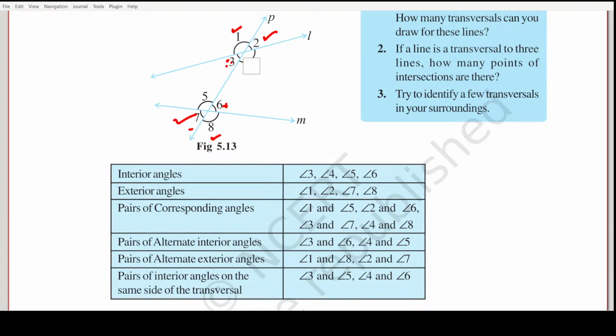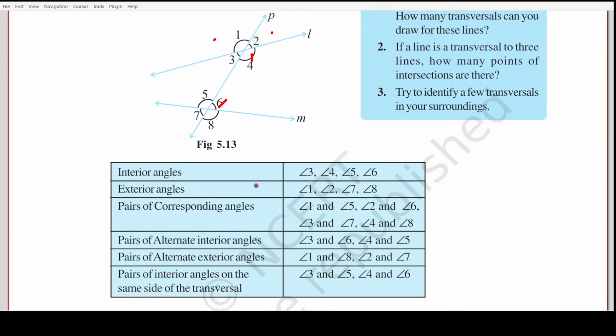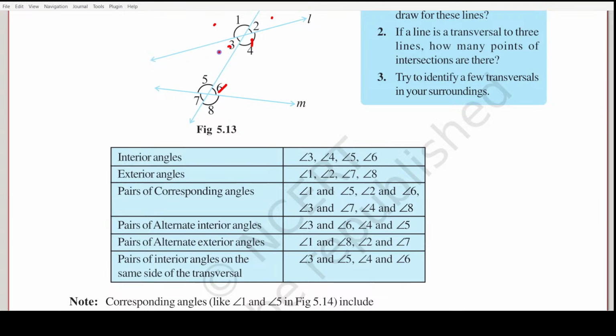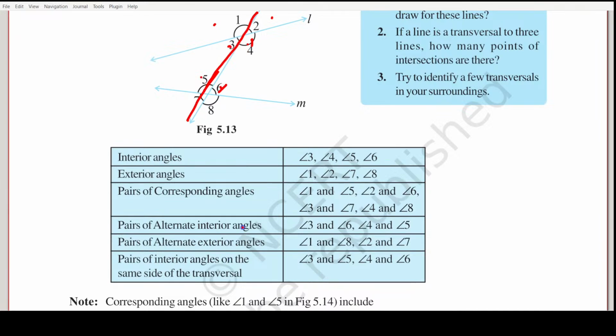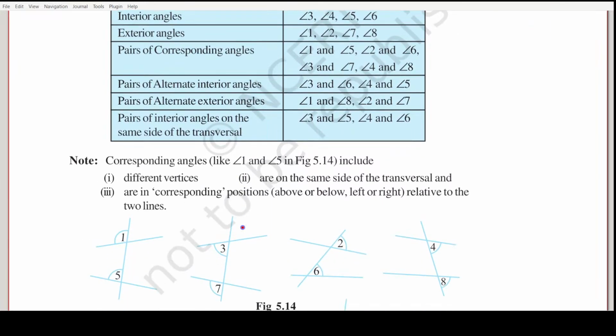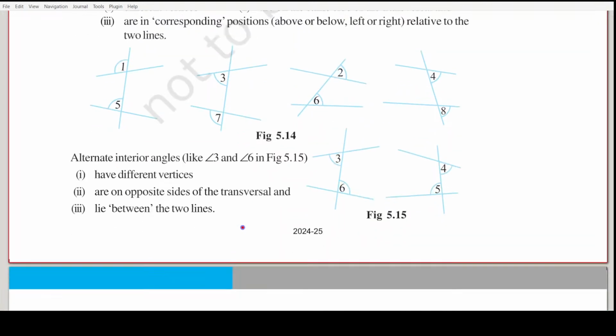So we have figured out all kinds of combinations. Now, this 4 and this 6 are called interior angles on the same side of the transversal. Similarly, this 3 and 5. Because what is the transversal? This line P is the transversal, and 4 and 6 are on the same side of this transversal. So that's why we call them interior angles on the same side of the transversal.